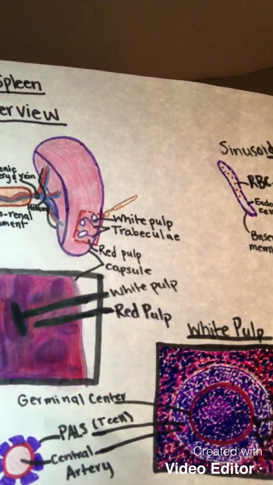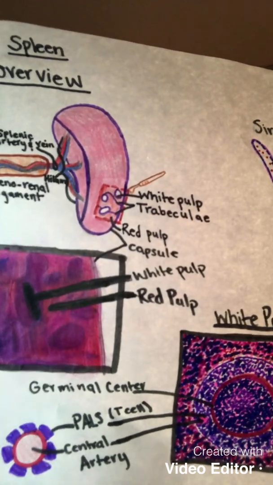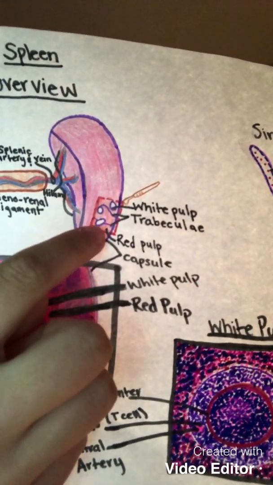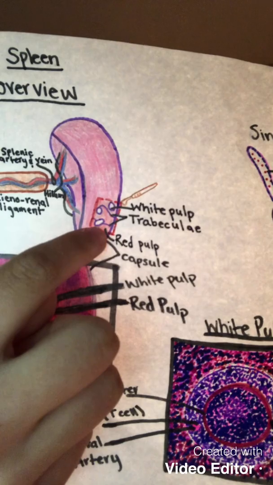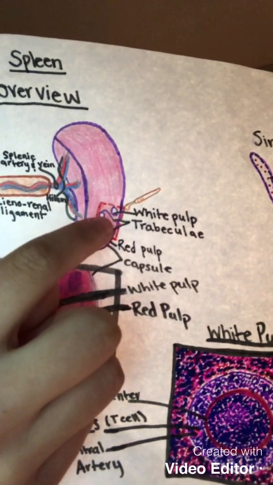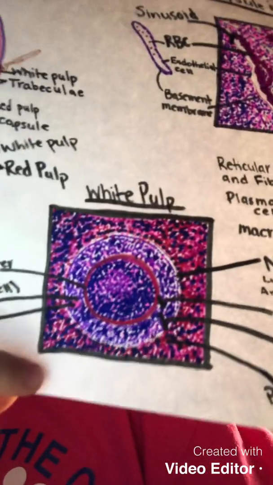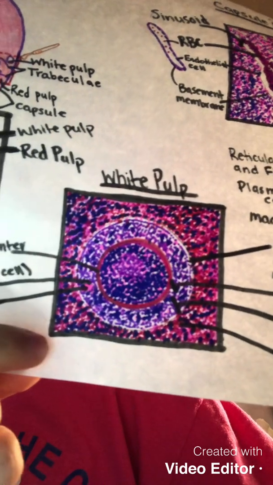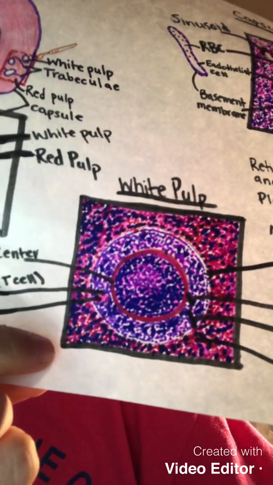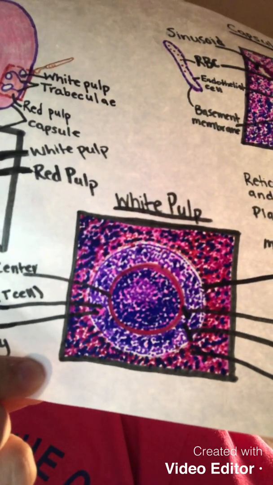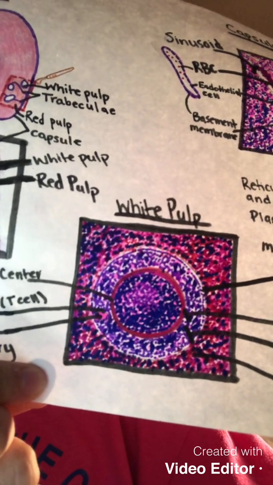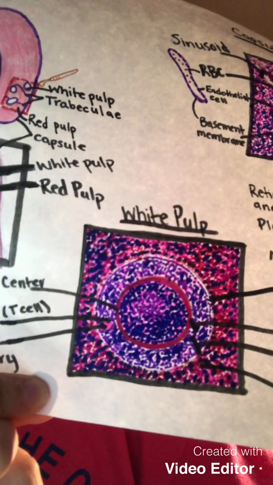The spleen is composed of two types of lymphatic tissue. White pulp, the little white dots, and red pulp, the surrounding areas in red. So moving on, we're going to move down to the more detailed view of the white pulp. White pulp consists of lymphocytes and macrophages that are clustered around small splenic artery branches called central arteries.